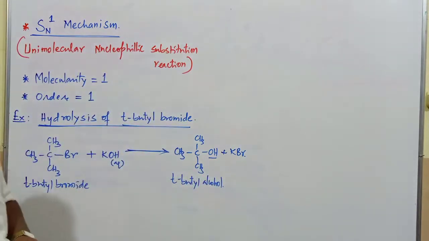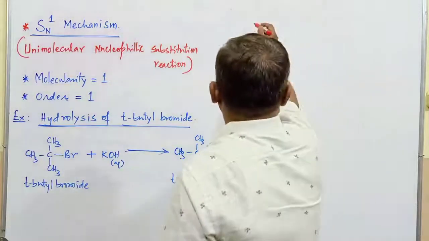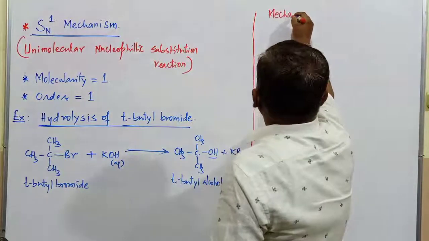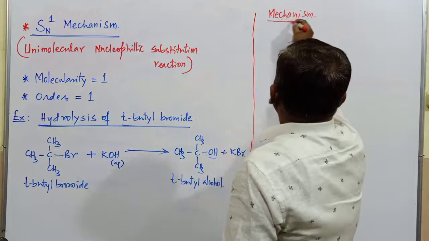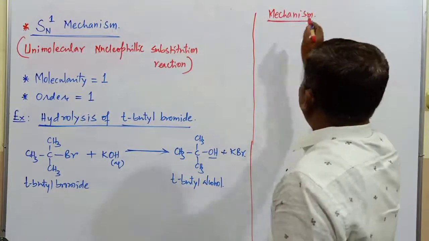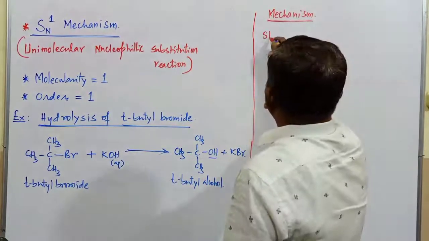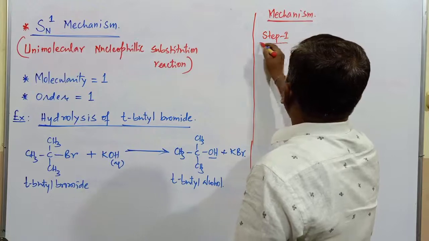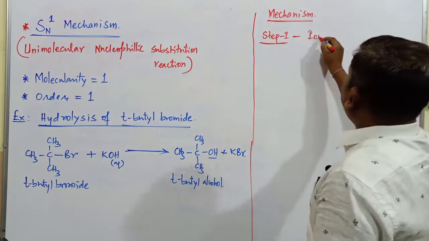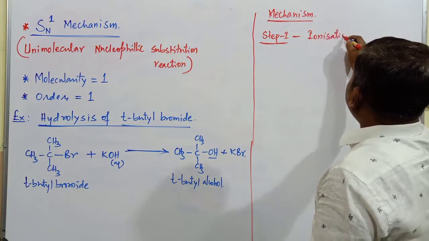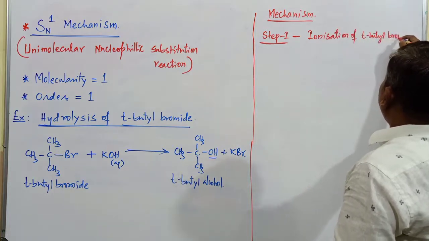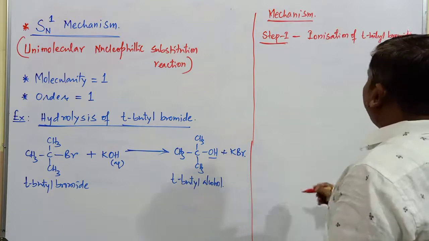Then, what is the mechanism of this particular reaction? The mechanism of this hydrolysis of tertiary butyl bromide takes place in two steps. What are the two steps? Step 1. In the first step, what happens? Ionization of tertiary butyl bromide takes place.